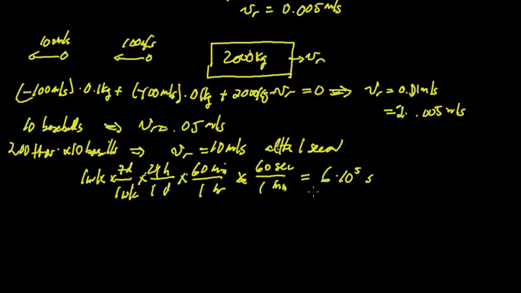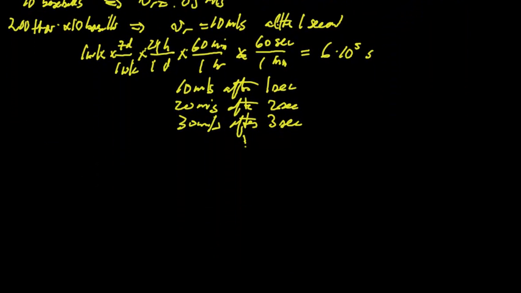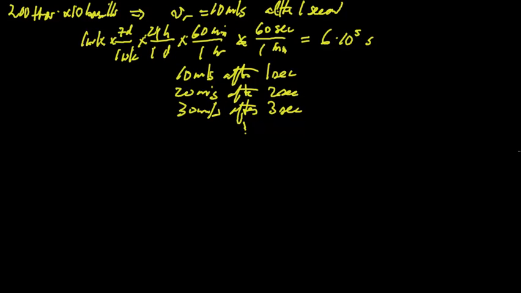But the problem with that, and the reason why that would be wrong, so you don't do that, is that, yes, we're going 10 meters per second after 1 second, but we're going 20 meters per second after 2. And we're going 30 meters per second after 3 seconds, and on and on and on. So we keep speeding up and speeding up and speeding up, and so how do we figure out how far we've gone in 6 times 10 to the 5th seconds?